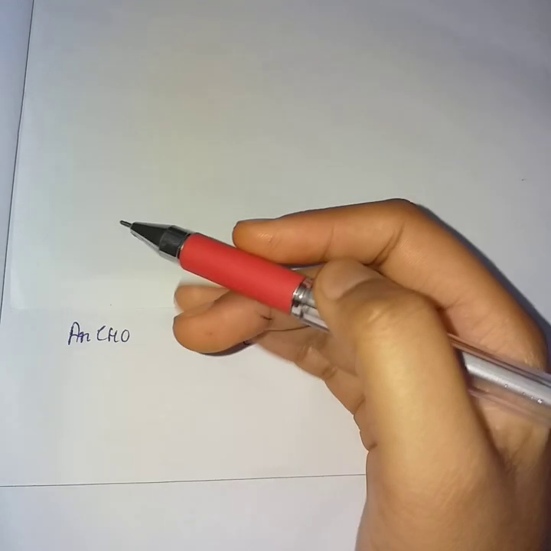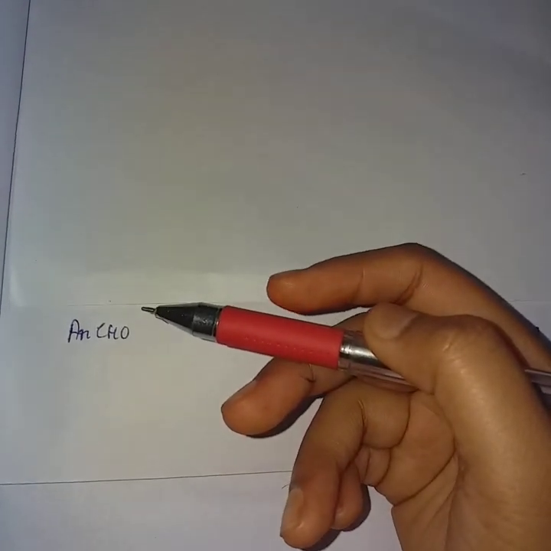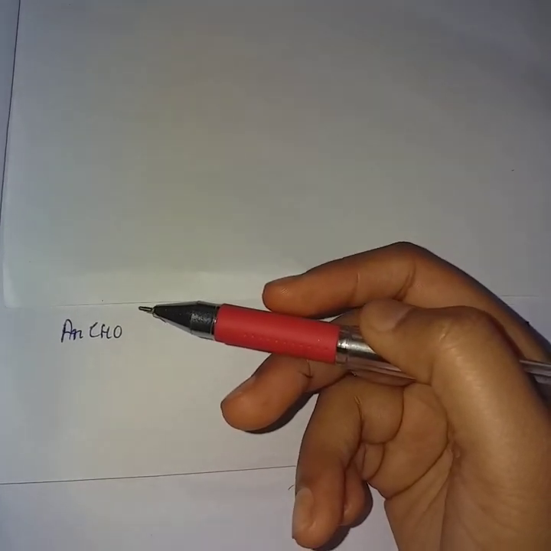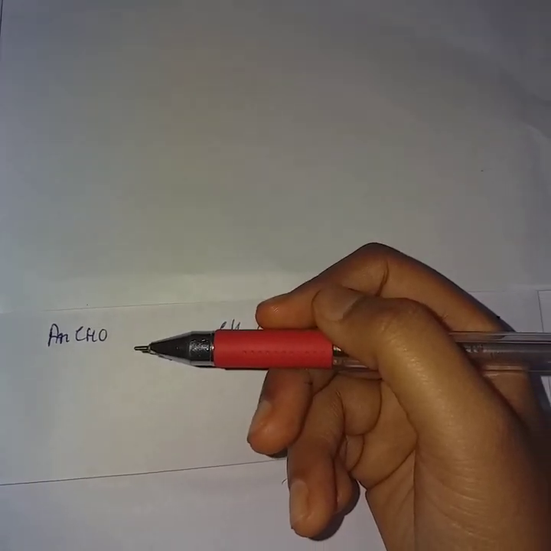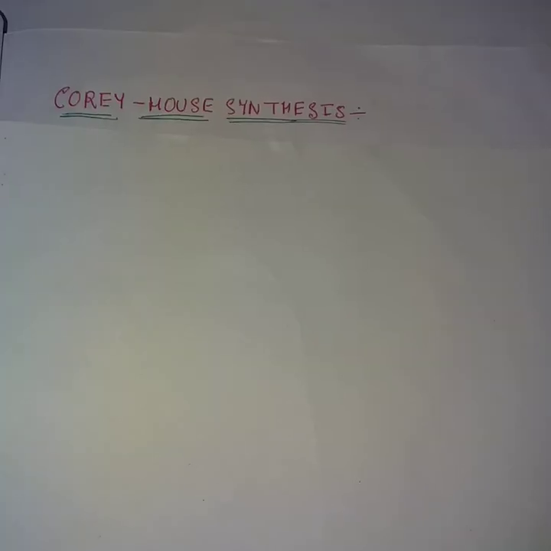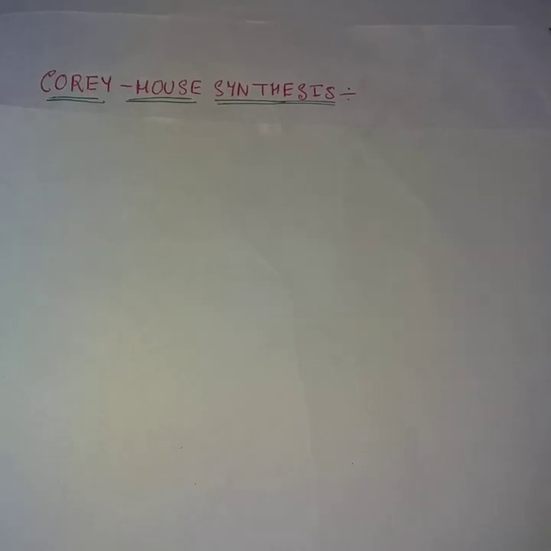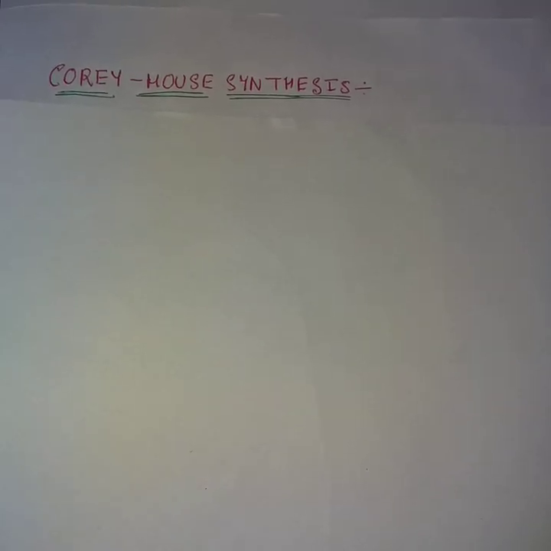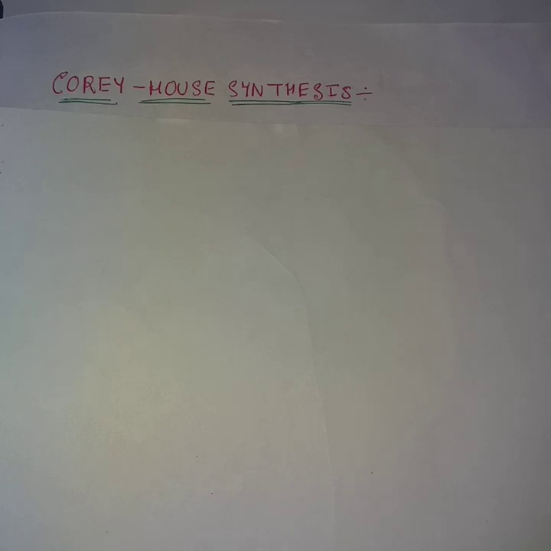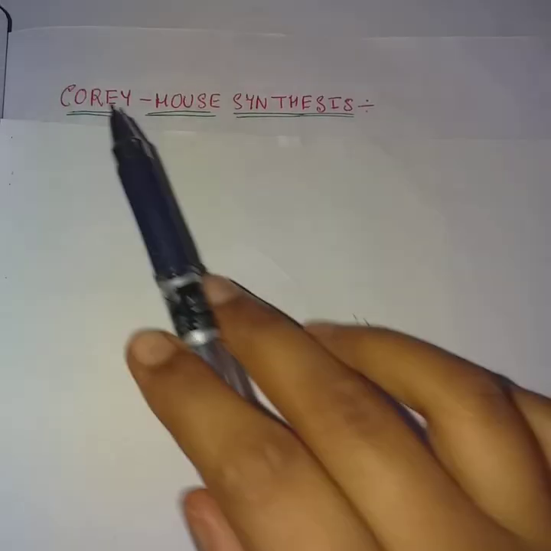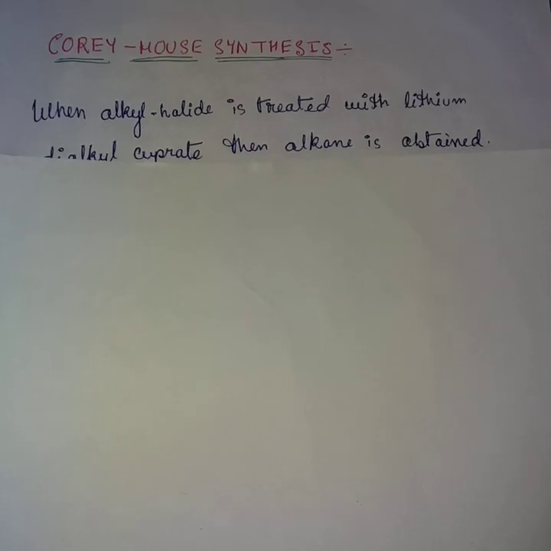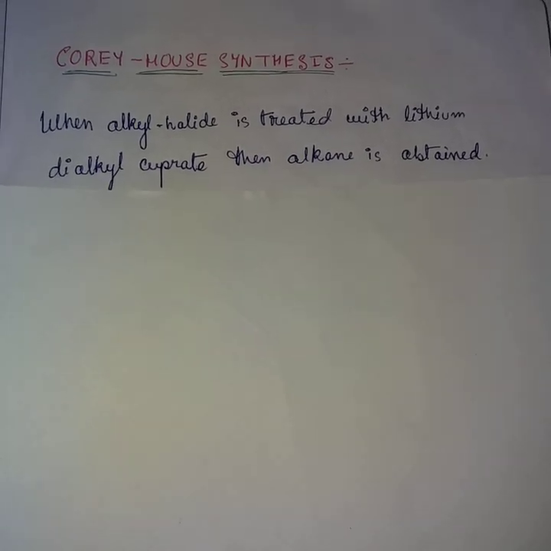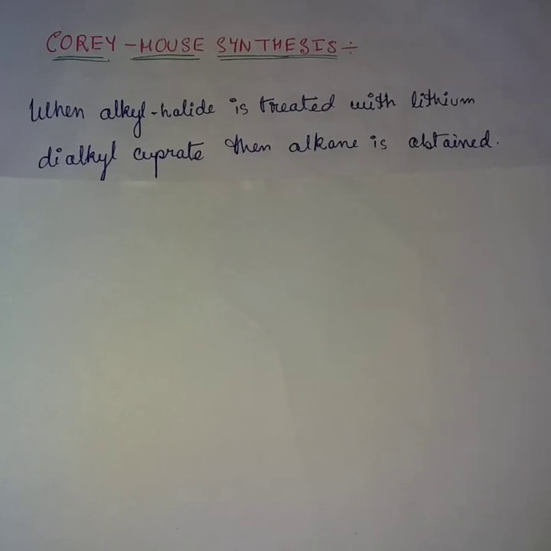So these were some important reactions that you must note down. Now we will move forward to some important syntheses. An important synthesis that will help you to further disconnect the target molecule. It is Corey-House synthesis. What is it? When alkyl halide is treated with lithium dialkyl cuprate, then alkane is obtained.